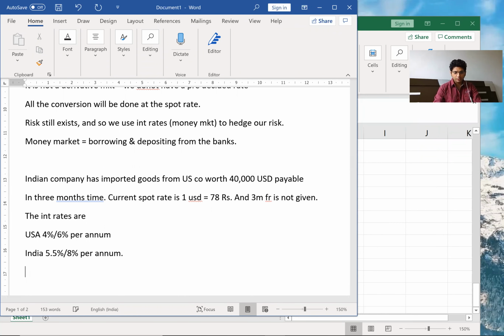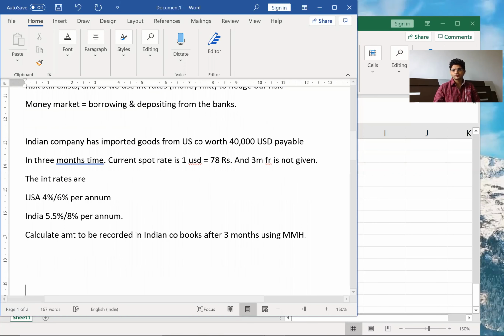Okay. So calculate the amount to be recorded in the Indian company's books after 3 months, using the money market hedge. I'll just write MMH, using the money market hedge. Okay, let us do this question.